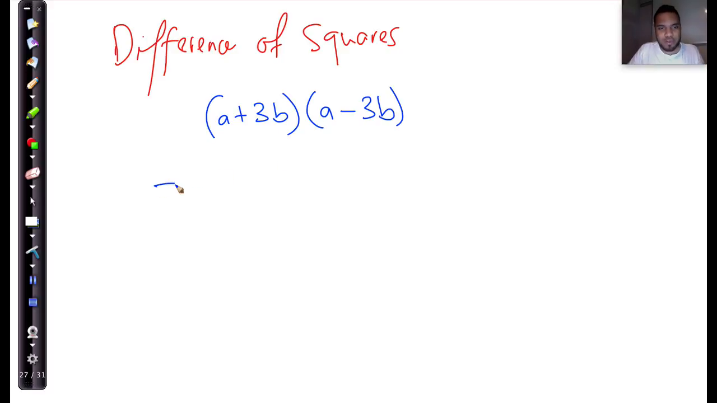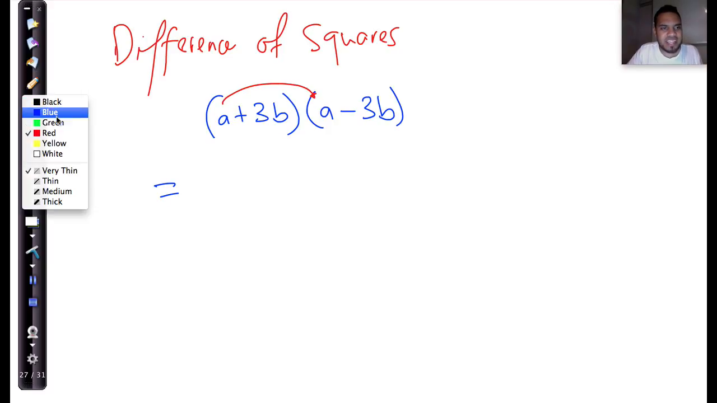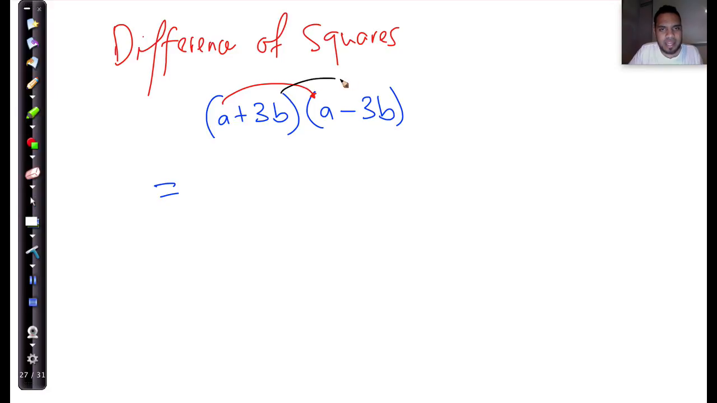To convince yourself that this is true, I recommend that you also do it the long way. But the short way, when we have two factors, where one is the sum of two terms and the other is the difference, a minus 3b, all I need to do is multiply the first term, a with the a, and multiply the second term. Then a times a is just a squared, a positive times a negative is a negative, 3 times 3 is 9, and b times b is b squared.